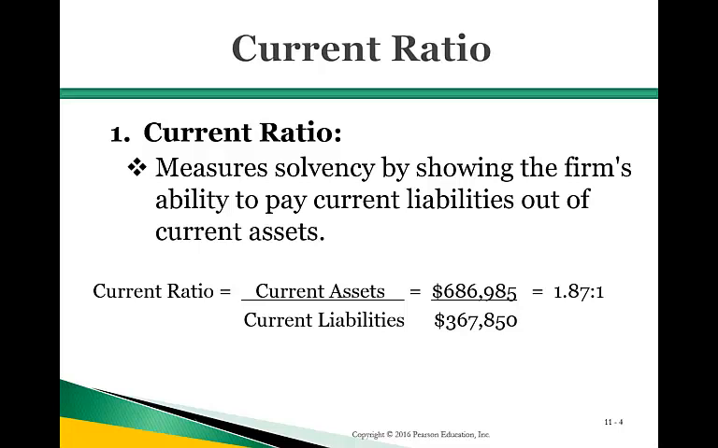So here you see an example on the slide from Sam's Appliances from our textbook. And Sam's has a current ratio of 1.87, which is not bad. The rule of thumb for current ratio is 2 to 1 is good. So on this measure, 1.87 is fairly close. So that's not bad for a current ratio for Sam's Appliances.